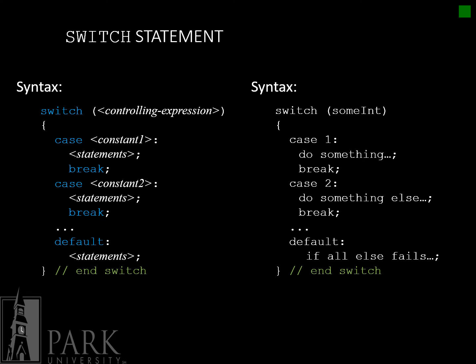Also, the controlling expression should evaluate to either an int, a char, or a string. And proper style dictates including the comment "switch" after the switch statement's closing brace. So that's talking about this down here. That way it's easy to see when you're reading your code when the switch actually ends.